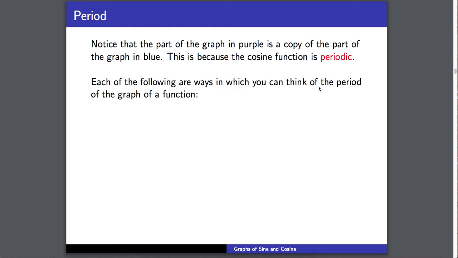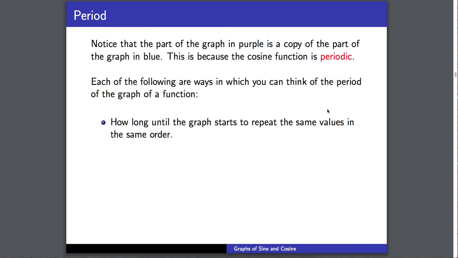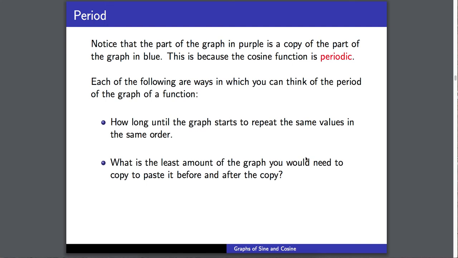So in terms of understanding what the period of a function actually means, here are some different ways you can think of the period of a graph of a function. One way is to look at how long it takes until the graph starts to repeat the same values in the same order. So in terms of the cosine graph, the values starting from 0 went from 1, then down to -1, and then back up to 1 again. And that is how long it takes the graph to repeat its values.